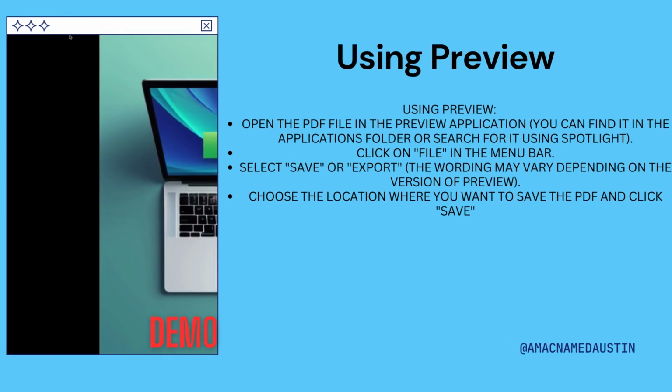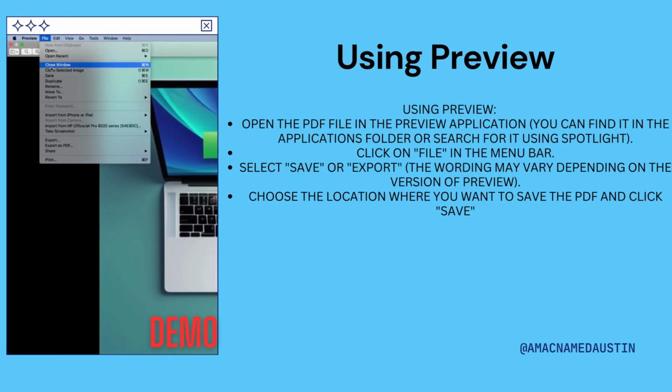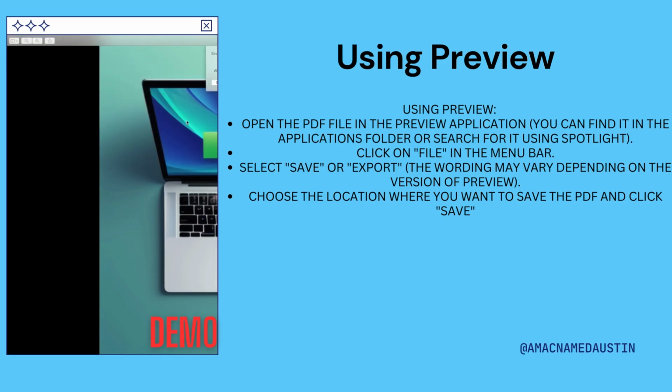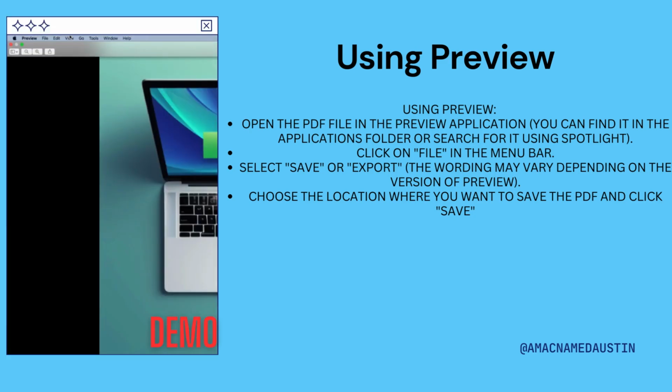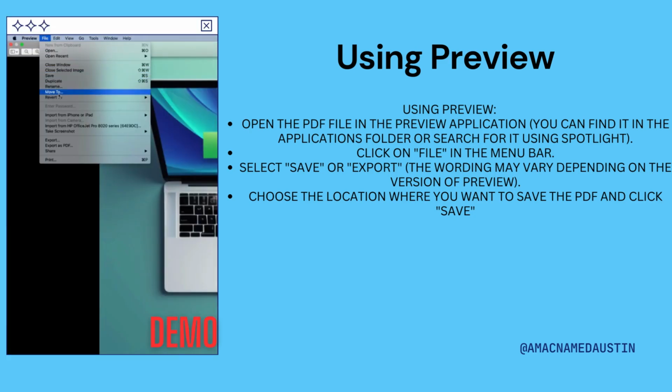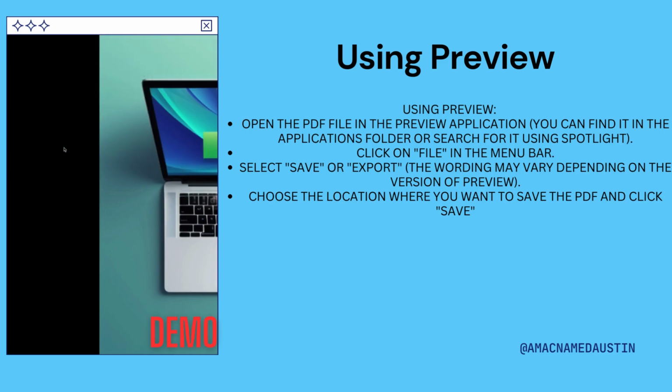When using the Preview application, open the PDF file in the Preview application. You can find it in the Applications folder or search for it using Spotlight. Click on File in the menu bar. Select Save or Export. The wording may vary depending on the version of Preview. Choose the location where you want to save the PDF and click Save.